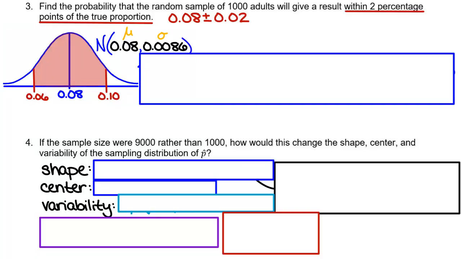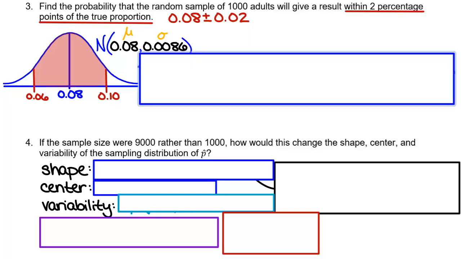So your picture should look like this. We want it shaded in between 0.06 and 0.10. Don't forget the big capital N. That means this is a normal distribution or approximately normal distribution. Make sure you label the mean and standard deviation.